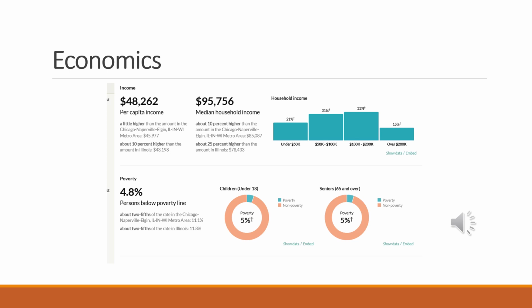People that are considered under the poverty line are 4.8%, which is about 2/5 of the rate in the Chicago, Naperville, Elgin area, and about 2/5 of the rate in Illinois, which is 11.8%.